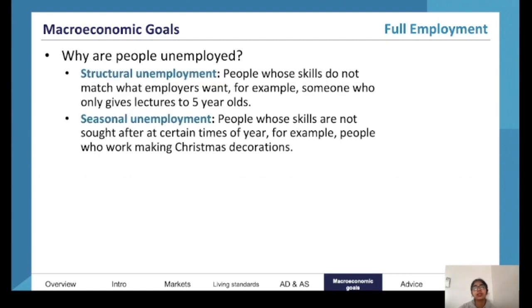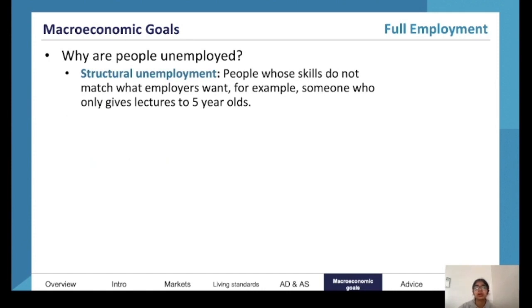So why are people unemployed? There's quite a few reasons for unemployment, so I'll cover them one by one. Firstly, there's structural unemployment. This is where people have skills, but they don't really match what employers want. For example, let's say you're an amazing car manufacturer, but there's really no car industry in Australia. In Australia, you are very likely to be structurally unemployed just because your skills, while amazing, are not what is in demand in that economy at that time.